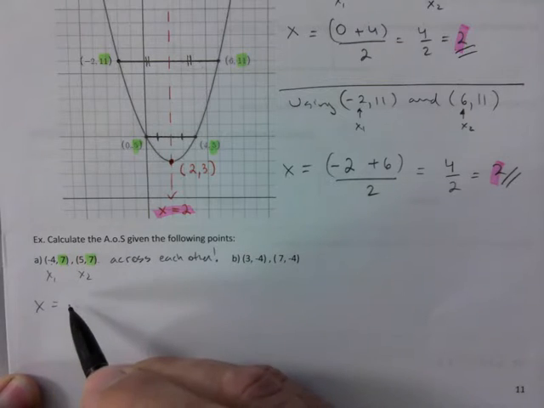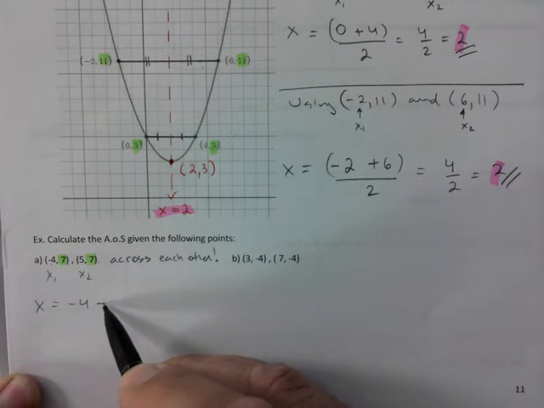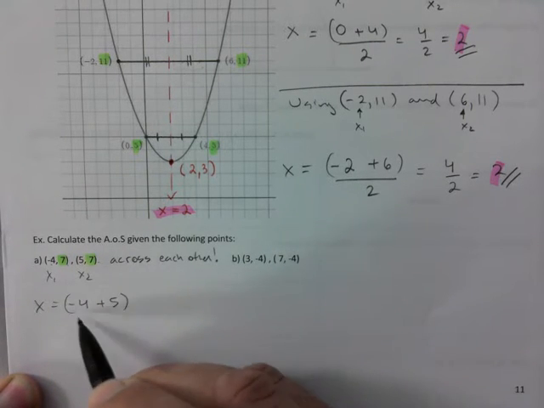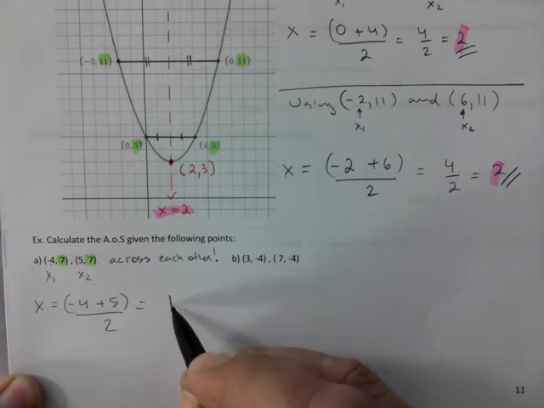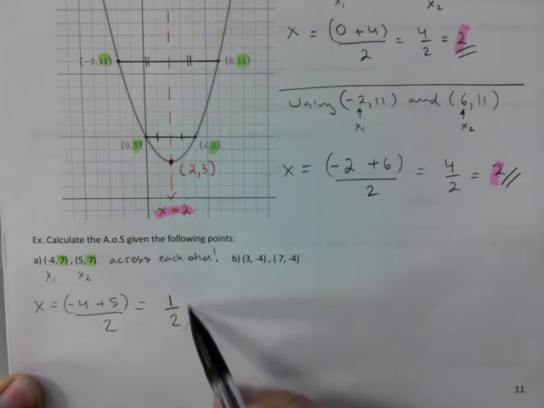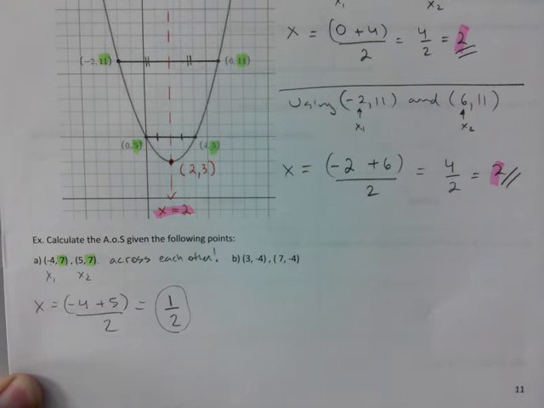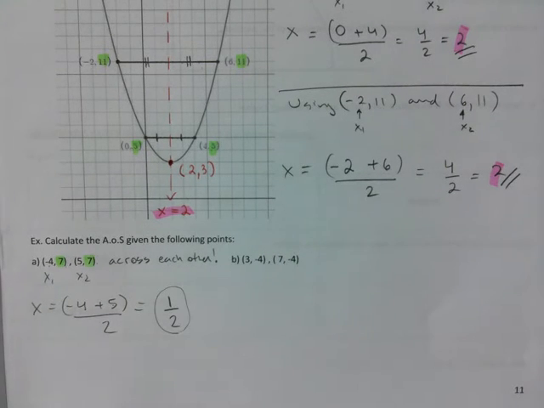So to find the axis of symmetry, you just go negative 4 plus 5 divided by 2. And that is just 1 over 2. So you're technically done, right? You could write x as 0.5 if you'd like, but there's that.